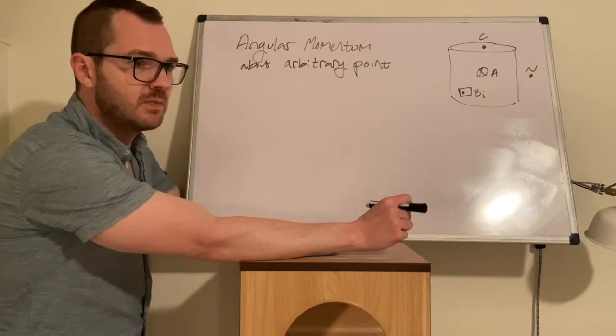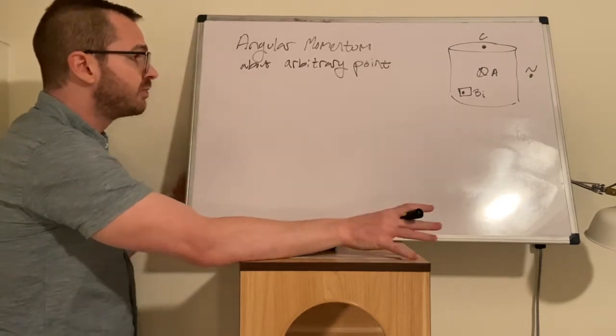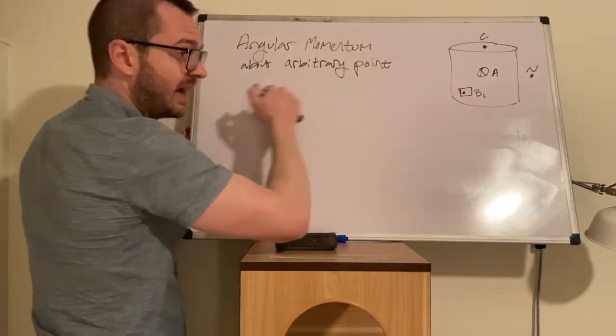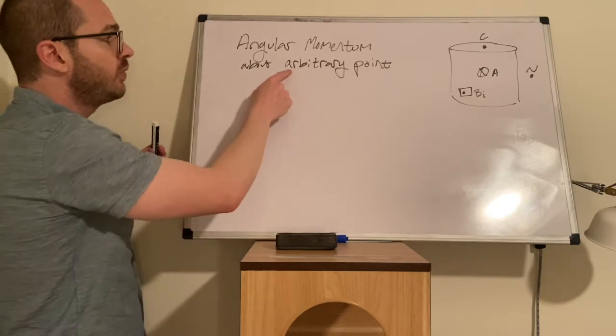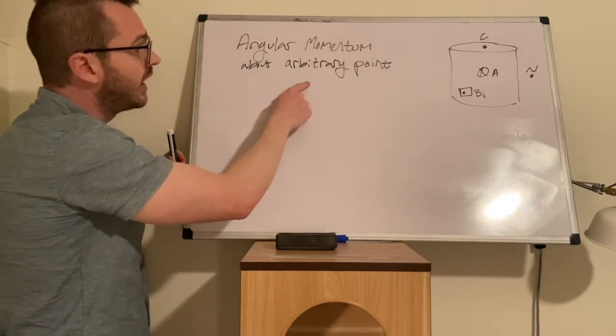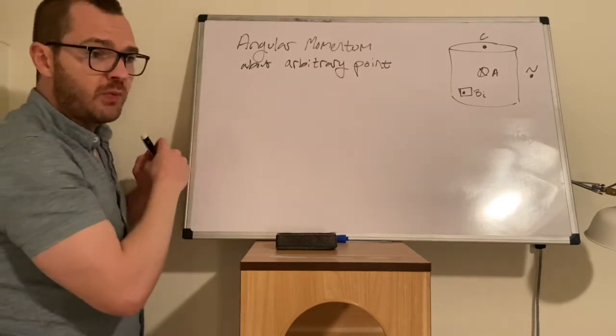Hi everyone. In this video, we're going to continue our discussion of angular momentum. In the previous video, we derived angular momentum for a body's center of mass. In today's video, we want to derive how to define angular momentum for a point other than the center of mass, so some arbitrary point. First of all, why would we want to do this?